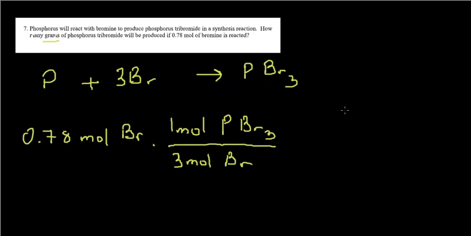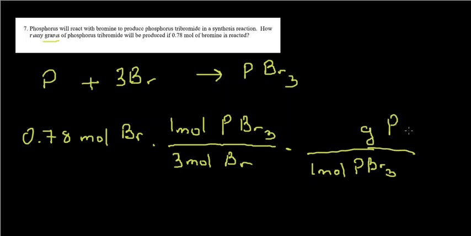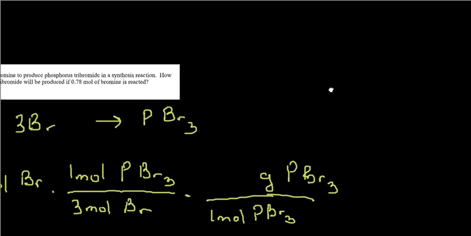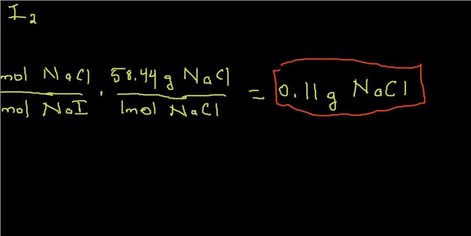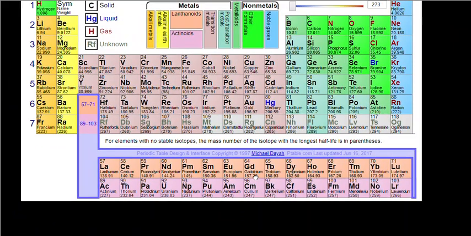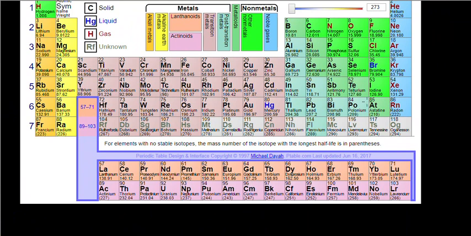We need to multiply 1 mole of phosphorus tribromide by the number of grams phosphorus tribromide weighs. So PBr3, going all the way up to the periodic table. Alright, so phosphorus is here. Oops, I made too big of a circle. Phosphorus is here, and bromine is here. I need to make the circle bigger so you can actually see the numbers.